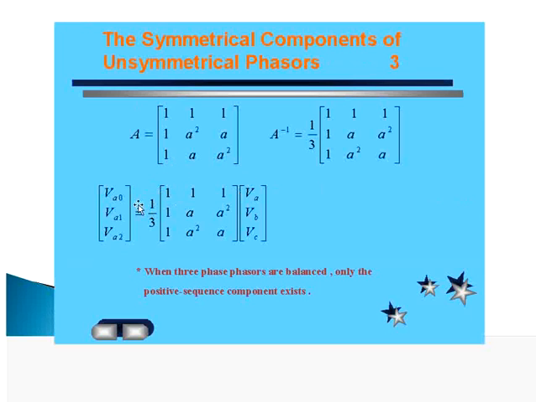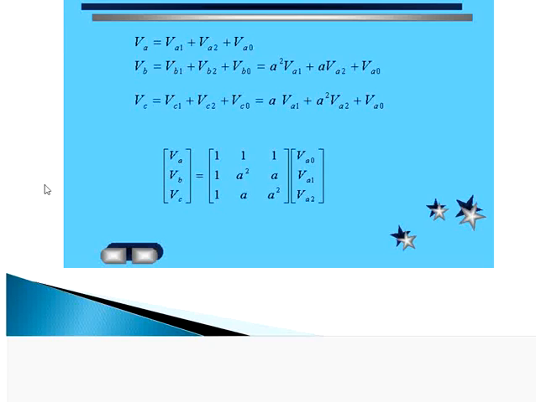Here it tells the phase voltages. This matrix indicates that phase voltages are represented in symmetrical components, and this matrix will tell how symmetrical components are represented in terms of phase voltages, where VA, VB, VC are phase voltages and VA0, VA1, VA2 are my symmetrical components.